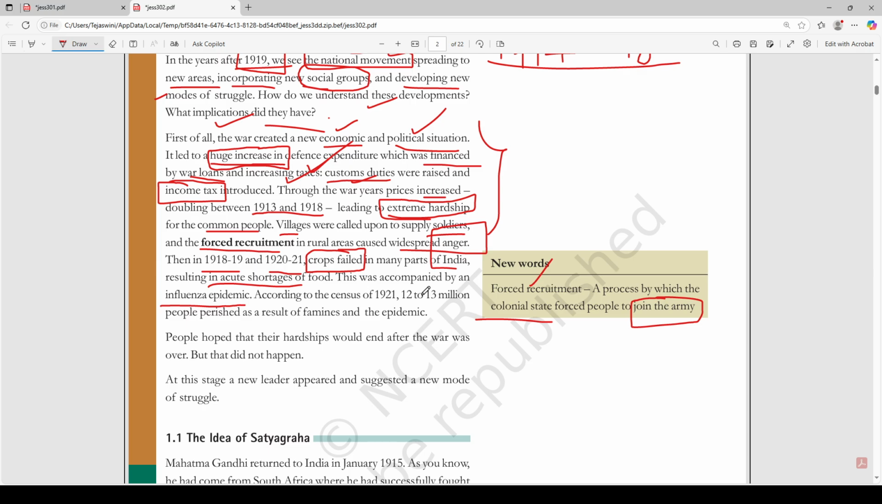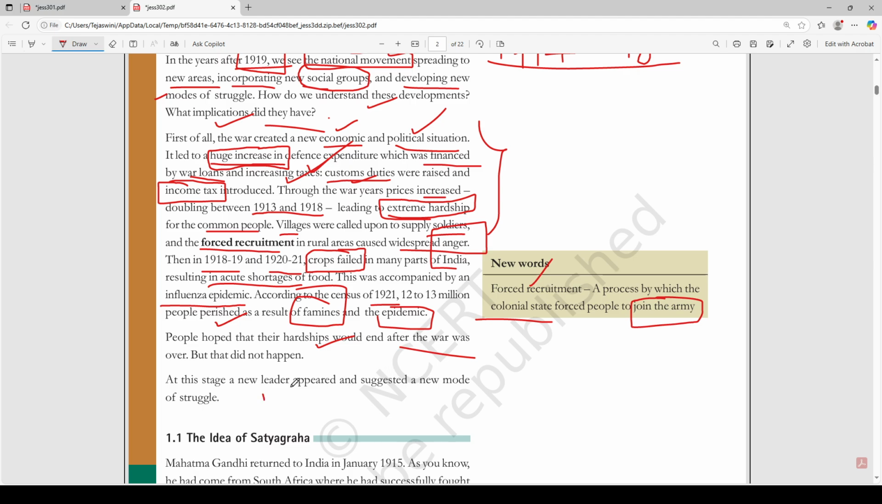Clear? According to the census of 1921, 12 to 13 million people perished as a result of famines and epidemics. In every 10 years, from 1881, the counting of the population under the British started. We have read in class 9th geography, the chapter on population. Here we are discussing the famine. With this influenza epidemic there was a famine, where we can clearly see that 12 to 13 million people suffered and died, per the 1921 census. So this is the hardship of the people. They hoped their hardship would end after the war was over, but it did not happen.